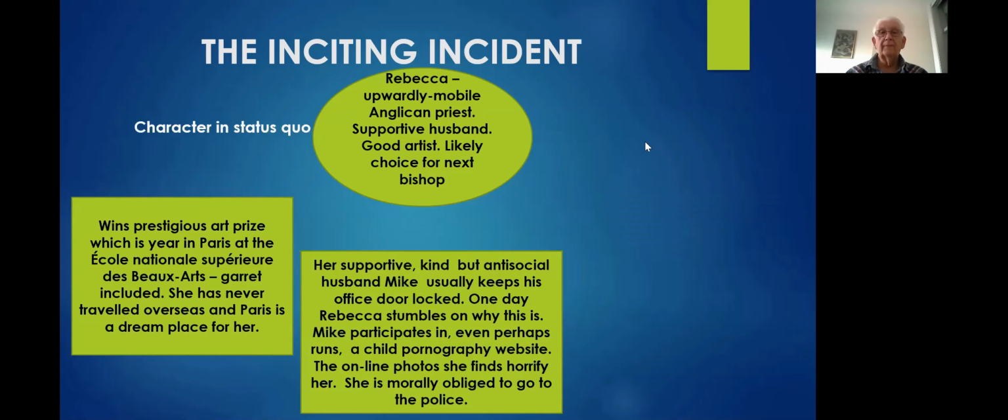Third and final one, you remember Mike, her kind, supportive husband? Well, her supportive, kind but antisocial husband Mike usually keeps his office door locked. One day, Rebecca stumbles on why this is. Mike participates in, perhaps even runs, a child pornography website. The online photos she finds horrify her. She is morally obliged to go to the police, isn't she?